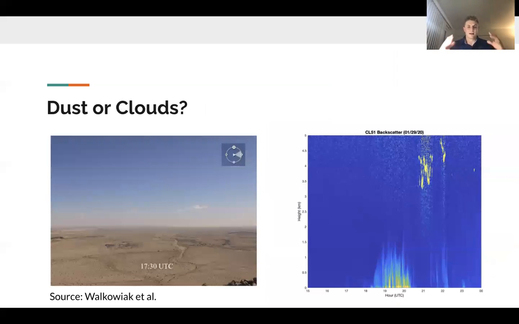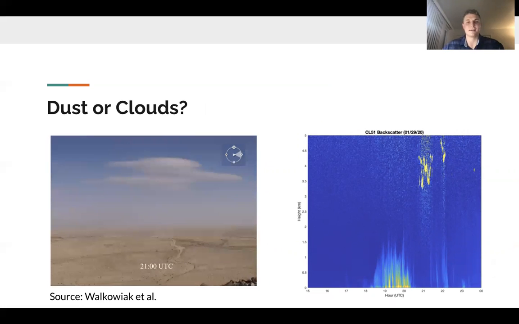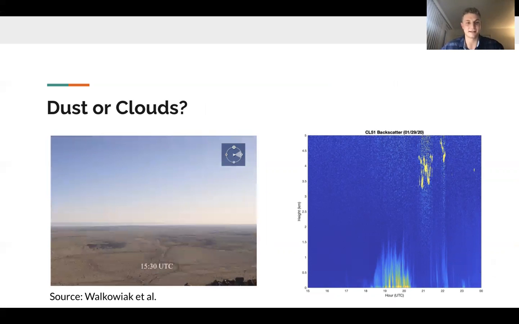So dust or clouds, that is the simplest way I can express the research that I am doing, and what we're interested in at my lab.